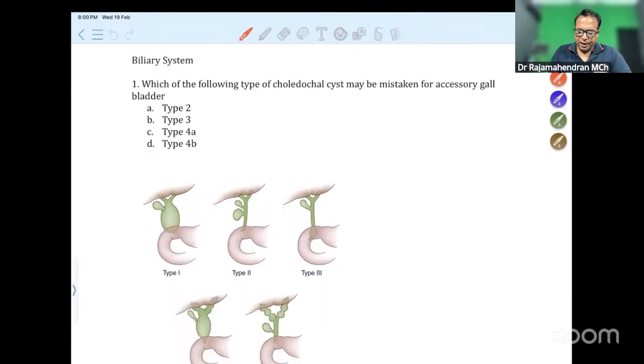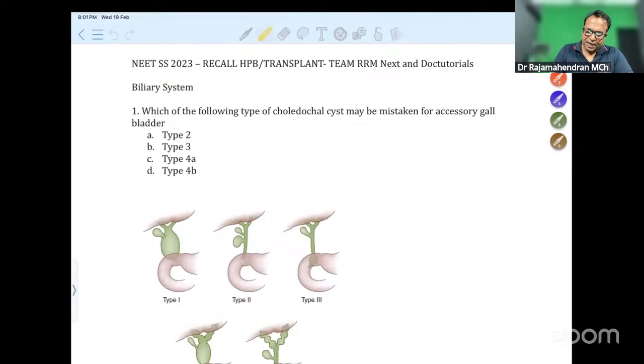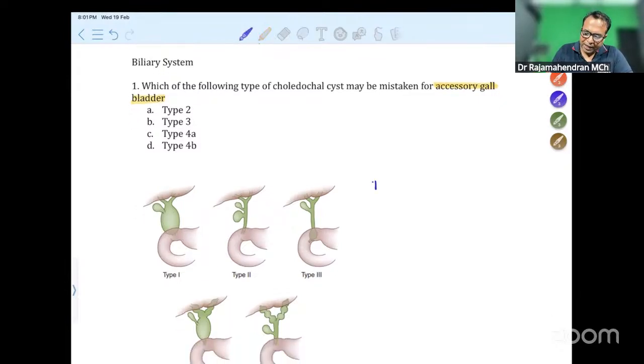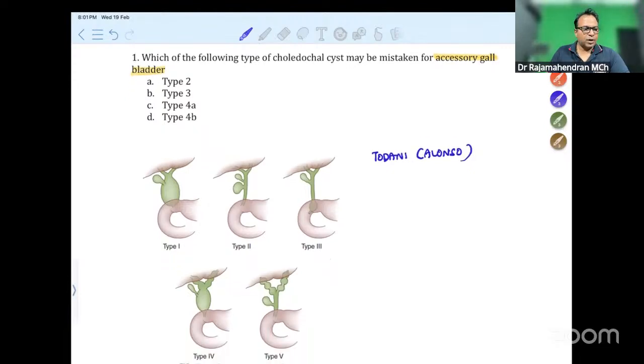Which of the following type of choledochal cyst can be mistaken for accessory gallbladder? This is a very important question, according to the Todani classification, also called the Alonso classification. Tell me the answer for this.